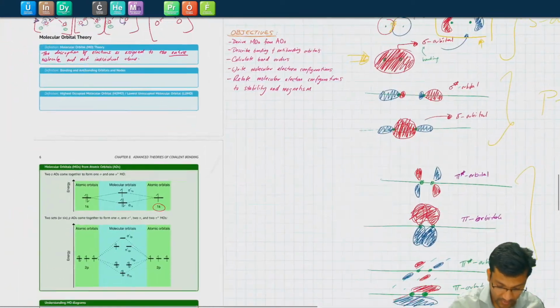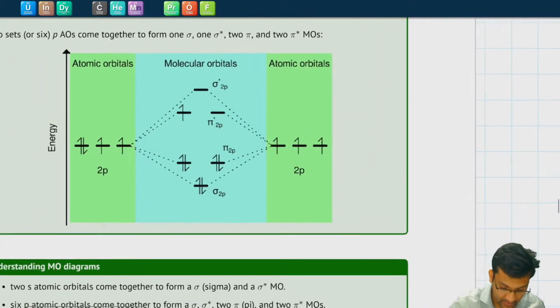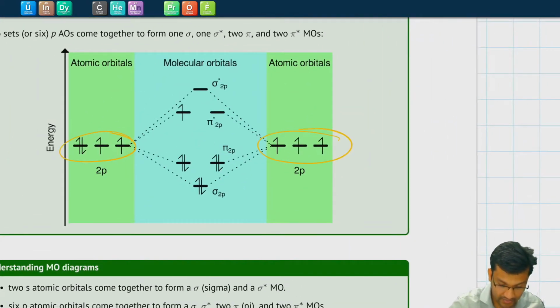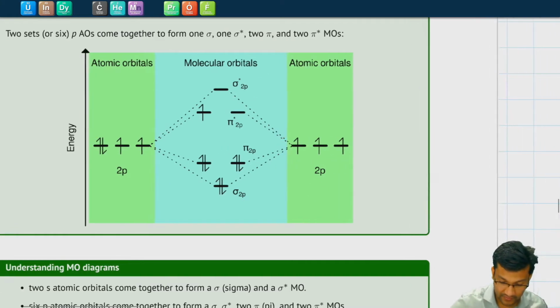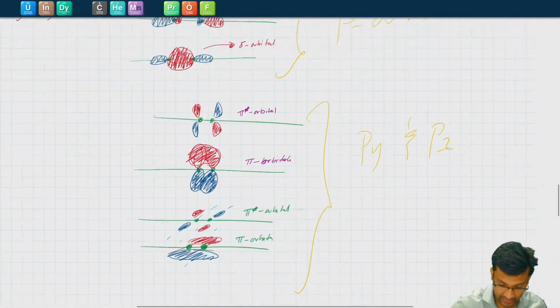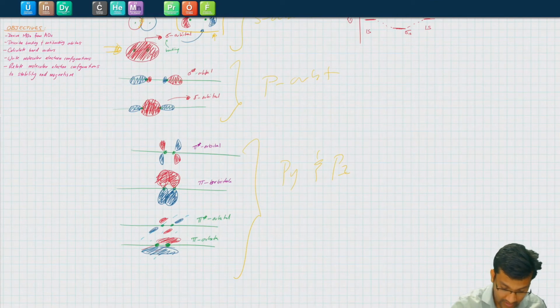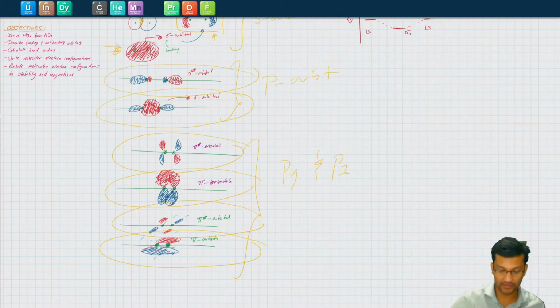All right, what about when p orbitals come together? So we know there's always going to be three p orbitals. If three p orbitals come together with another three p orbitals, so there are 6 orbitals total, you must always form 6 molecular orbitals from those. And based off of these diagrams that we've shown right here, you should form one sigma orbital, one sigma star orbital, two pi orbitals, and two pi star orbitals.